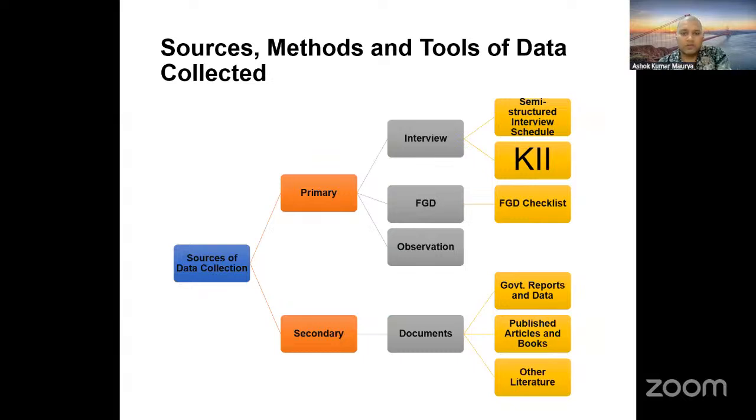And for the data collection sources, for primary, I took interviews, FGD, and observation. For secondary, I went through government records, published books, articles, and other literature. I even consulted PhD and some MPhil work. And for interviews, as I said earlier, semi-structured interview schedules, key informant interviews, and for the FGD, a checklist.